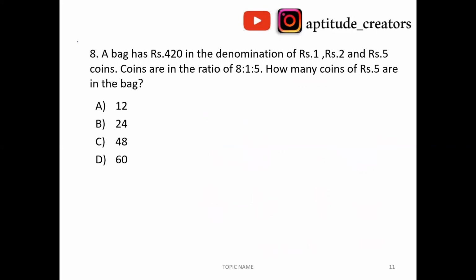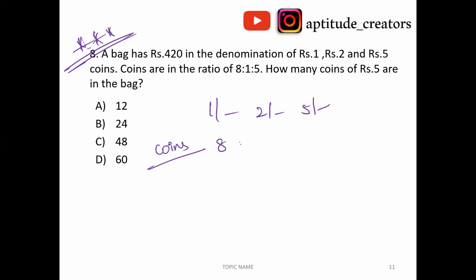Moving forward to next. A bag has 420 rupees. Denomination 1 rupee, 2 rupees, 5 rupees. Coins are in the ratio 8 is to 1 is to 5. Total number of 5 rupees coins are?